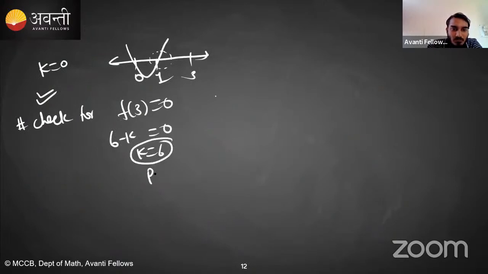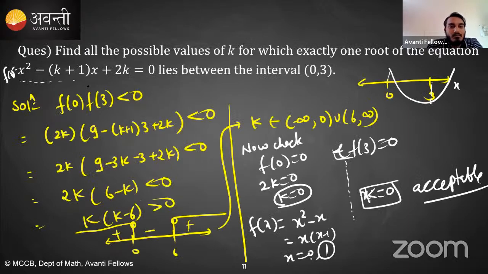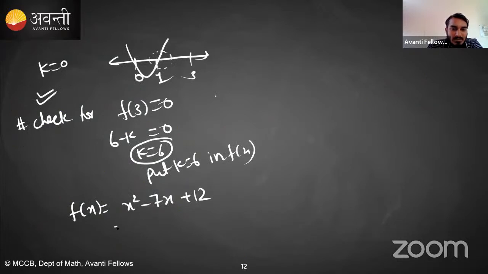Now again put k equal to 6 in f of x. So what will you get for f of x? You will get x square minus 7x plus 12, right? Putting k as 6, we get x square minus 7x plus 12. So what is this? x minus 3, x minus 4 equal to 0. So this is x equal to 3, x equal to 4.